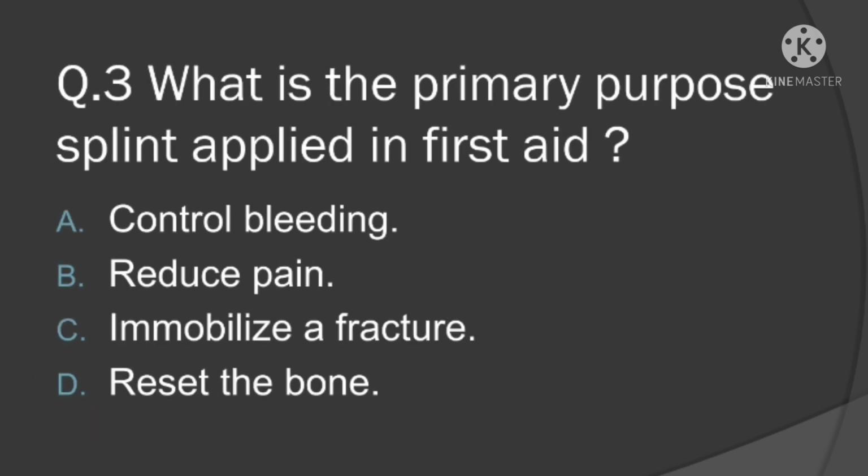Question number 3. What is the primary purpose of a splint applied in first aid? A. To control bleeding. B. To reduce pain. C. Immobilize a fracture. D. Reset the bone. And the correct answer is to immobilize the fracture.